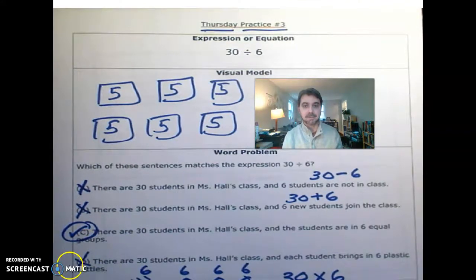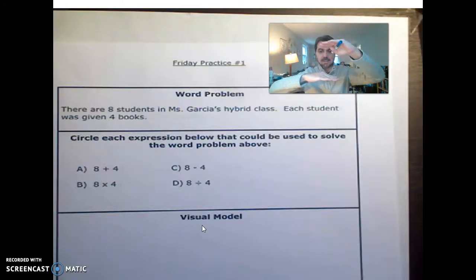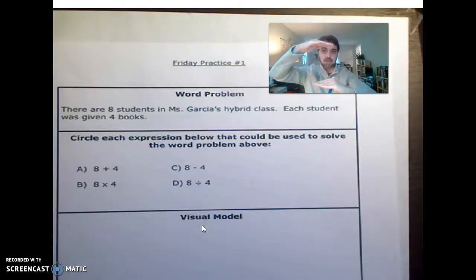lesson, all right? All right, boys and girls, welcome back. Today we're actually going to reverse what we did yesterday. Yesterday I gave you an expression, and you matched a word problem. Now I'm going to give you a word problem and let's find out which expression represents it.